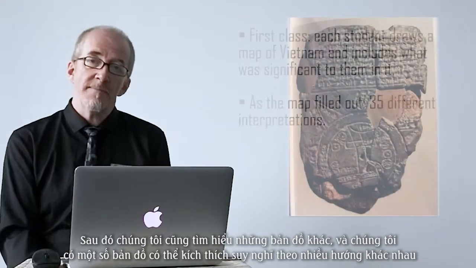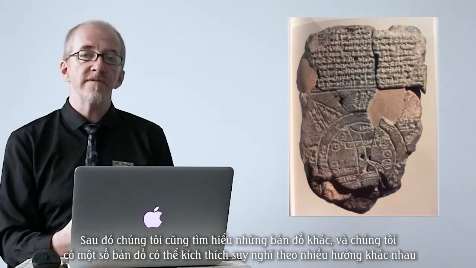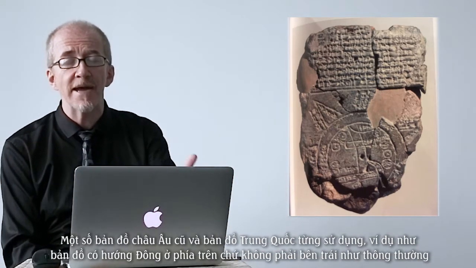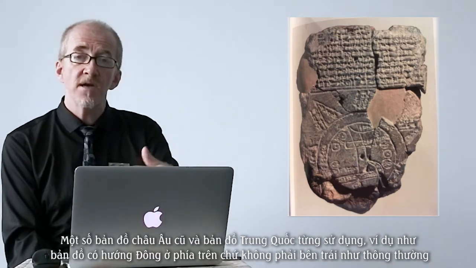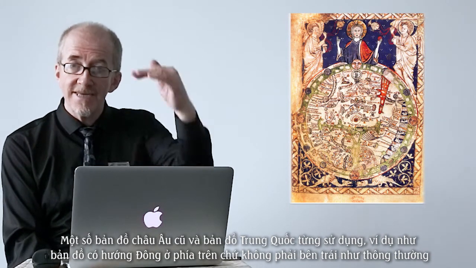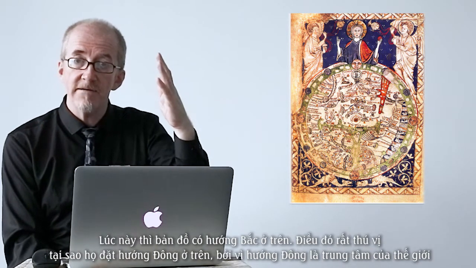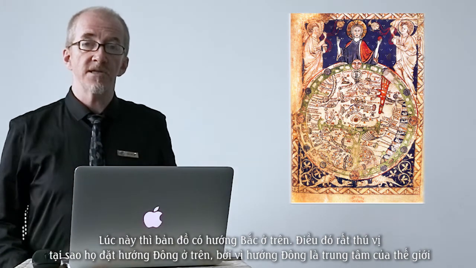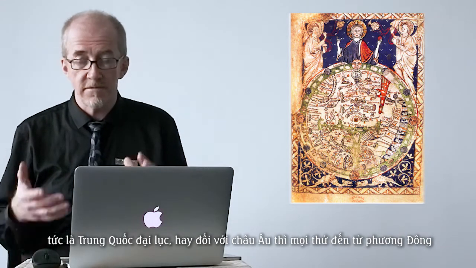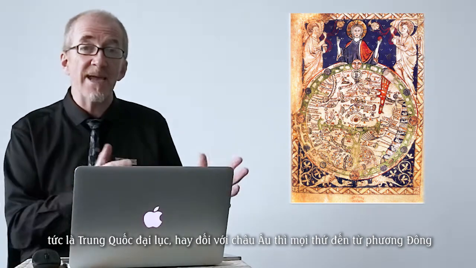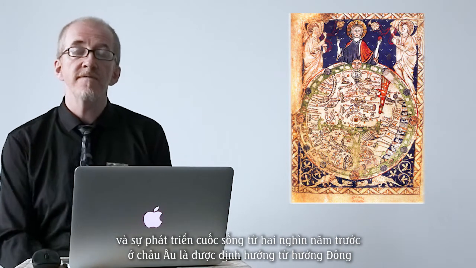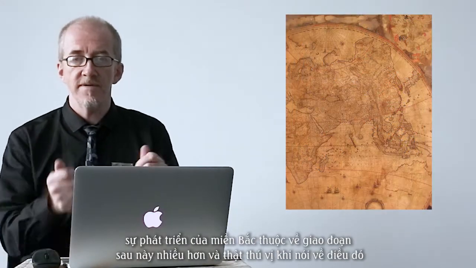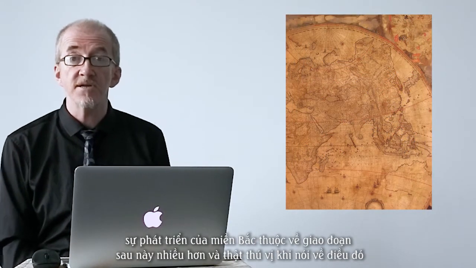And then we were also looking at other maps, and we had some maps that were maybe provocative of thinking in a different way. For example, we looked at the history of maps, went back to Mesopotamia and the old Chinese maps and so on. Old European maps and Chinese maps used to, for example, have east at the top, rather than what's conventional now, which is to have north at the top of the map. So that's very interesting. Why did they have east at the top? Because east was the center of the world back then, like China or for Europe, the east, everything came from the east, right? The development of life for 2,000 years in Europe was east-oriented. The development to the north is more recent. It's interesting to talk about that.